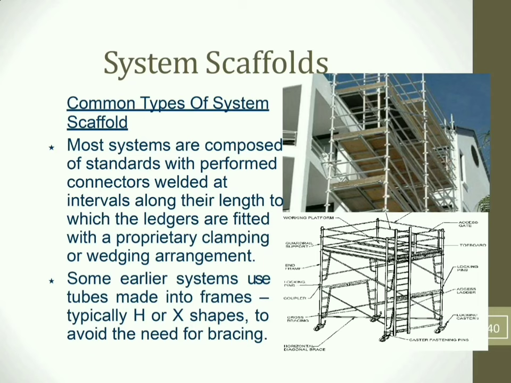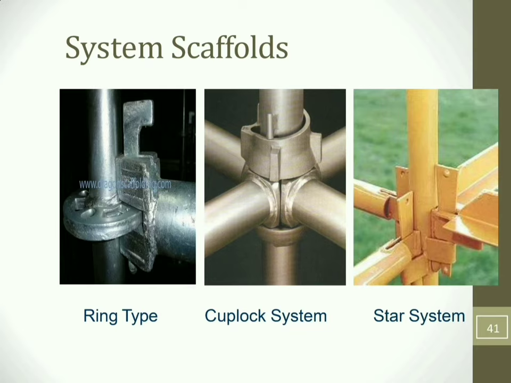System scaffold, that is a common type of scaffold. Most systems are composed of standards with preformed connectors welded at intervals along their length, to which the ledgers are fitted with proprietary clamping or wedging arrangements. Some earlier systems used steel mats in the frames, typically H or X shapes, to avoid the need for bracing. And here is a sample picture of a system scaffold: ring lock, cuplock and star systems.